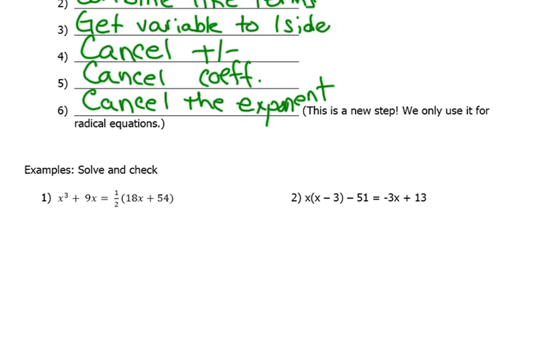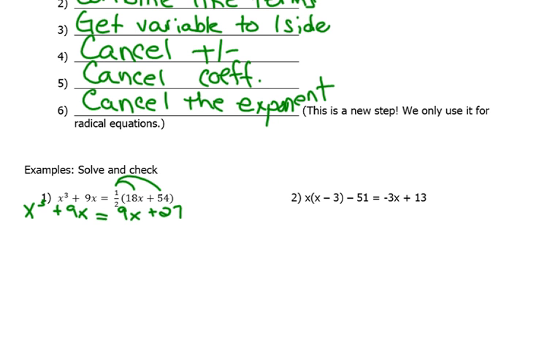So my first step is to clear my parentheses, right? We're using the distributive property. So I'm going to copy over x to the third plus 9x. Half of 18x is 9x. Half of 54 is 27. Okay, I don't have any like terms.